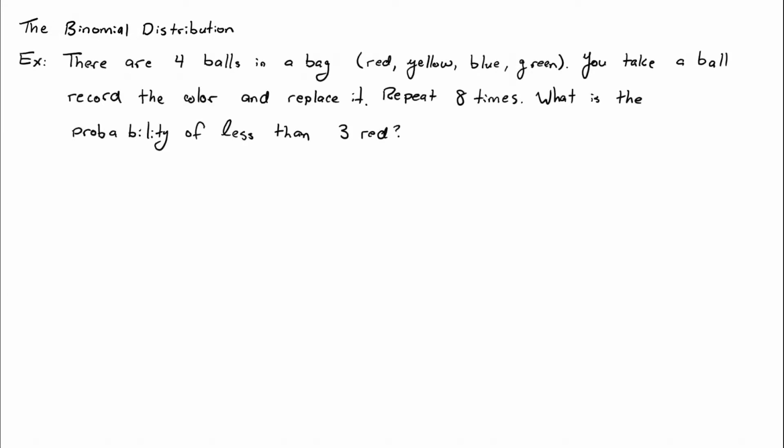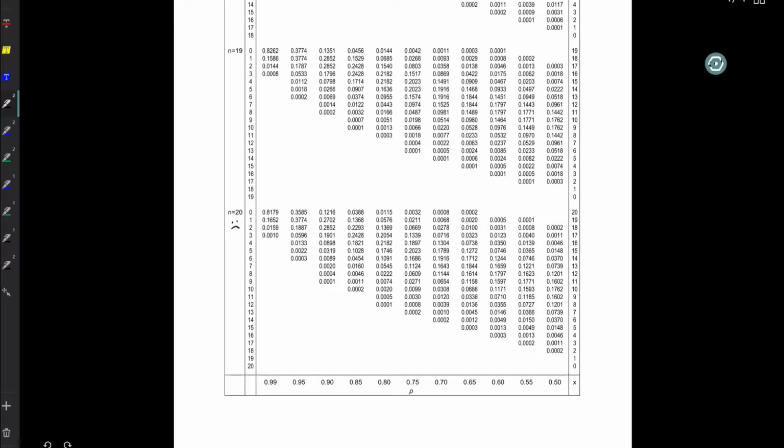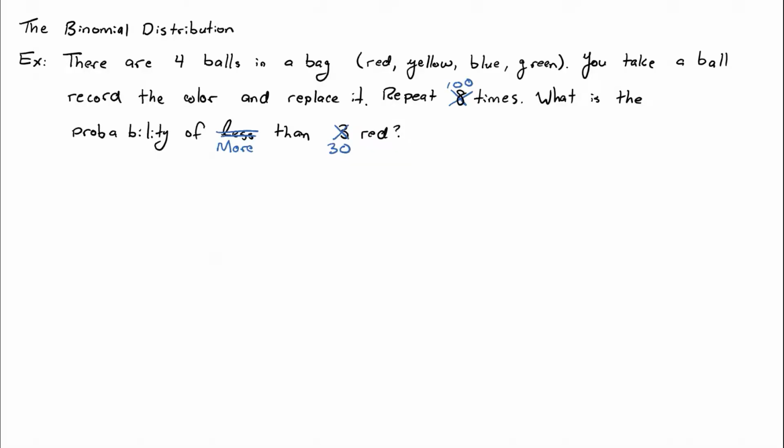One more example. Let's do the same, except this time repeat 100 times and find the probability of getting more than 30 reds. This time n will equal 100, and 100 is not in the table. I don't want to do that formula 7 times. Honestly, I didn't want to do it 3 times. The good news is that there is a way around it.